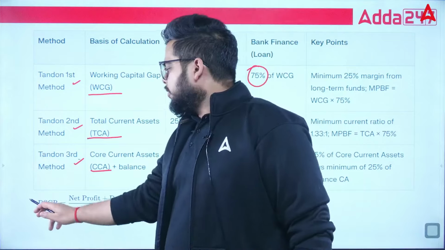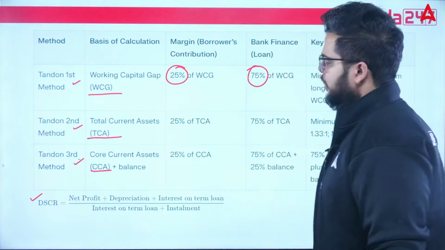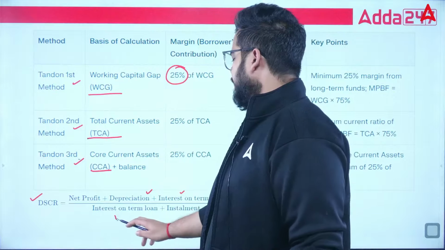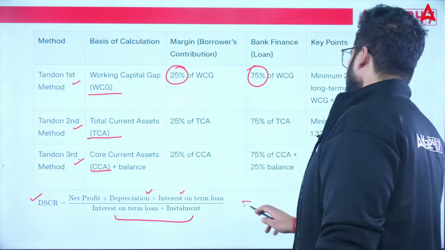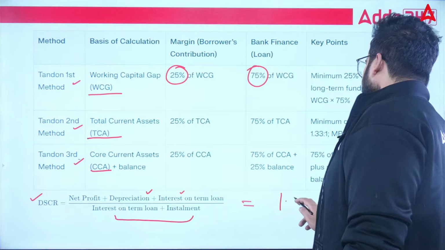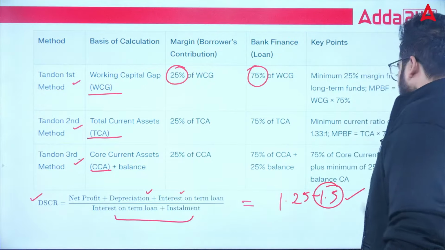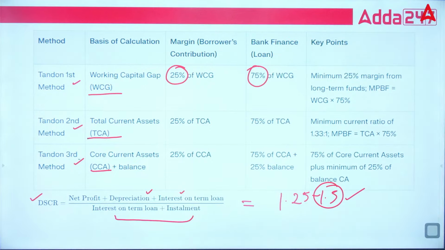Then we have the formula for the debt service coverage ratio. It is net profit plus depreciation plus interest on term loan divided by the interest plus installment. And what is the ideal DSCR? It is 1.25 to 1.5. Mostly we say beyond 1.5 is the ideal one.